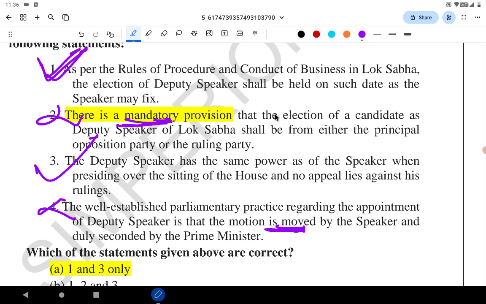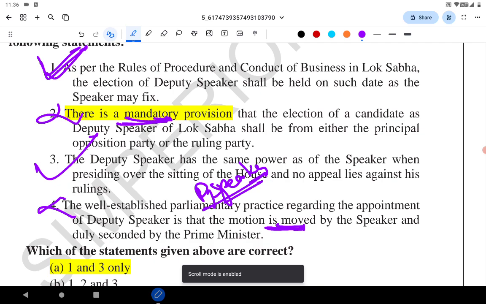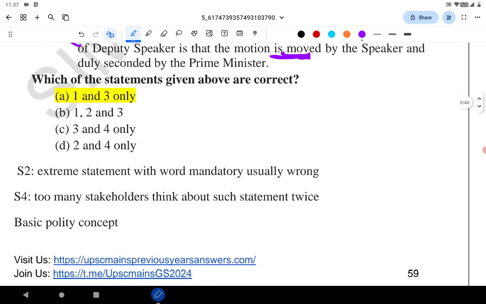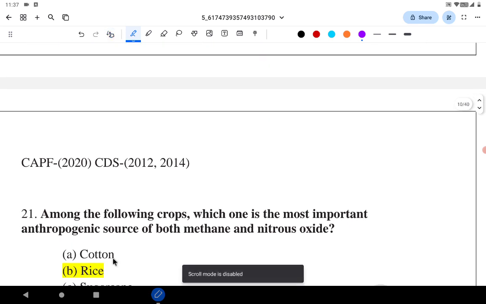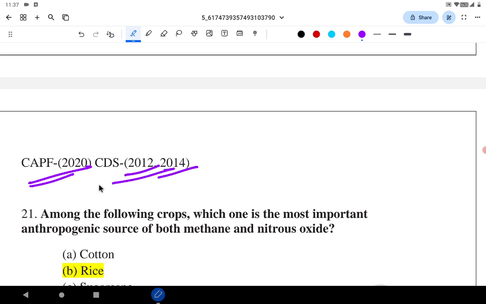Whenever the Speaker resigns, he submits his resignation to the Deputy Speaker. So please remember the difference between the Speaker and Deputy Speaker: who appoints them, who fixes the date of election, to whom they write when they resign, etc. Please know exactly the difference. Study them carefully, giving importance to the minute facts. Questions related to the Deputy Speaker were asked in 2020 CAPF, CDS 2012 and 2014. It was asked previously 3 times.